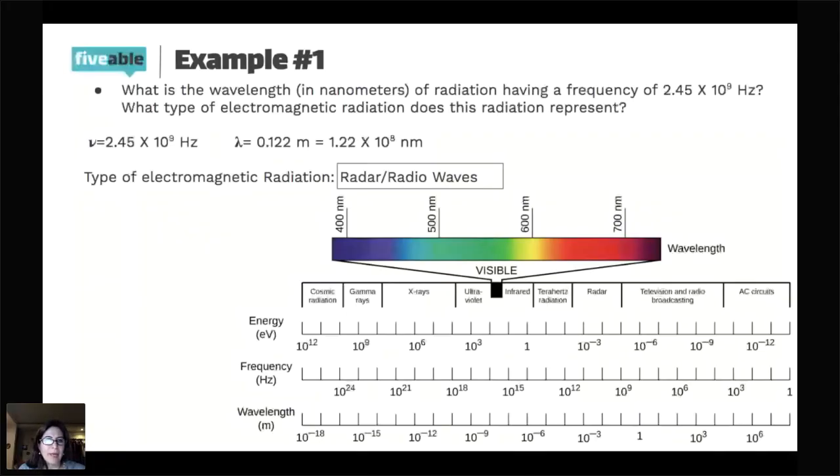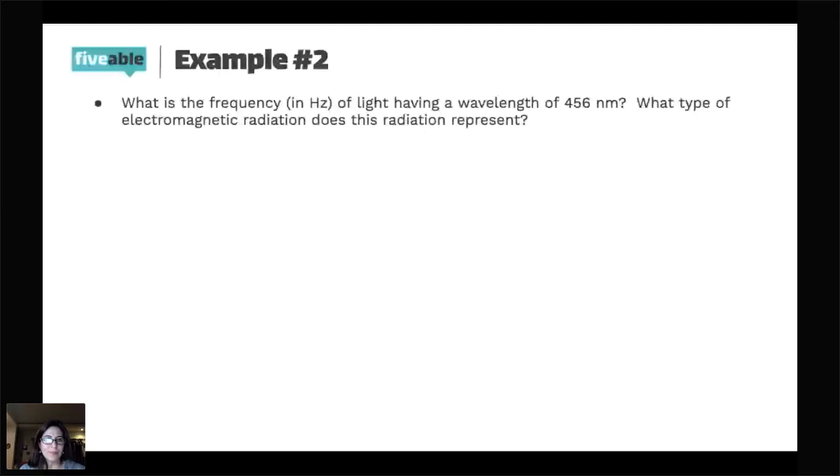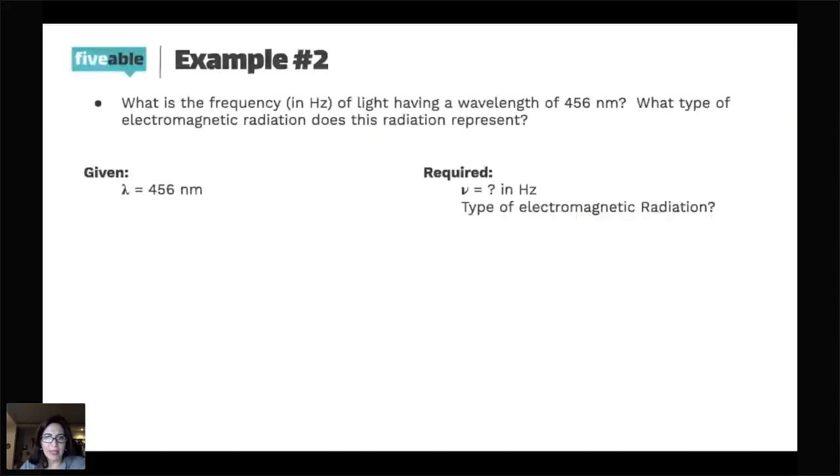In this problem now, they're asking us for frequency. The frequency in hertz of light having a wavelength of 456 nanometers. And again, they ask us to locate the electromagnetic radiation on the spectrum. So we organize our data with given and required. Now we're going to solve for frequency. So frequency equals the speed of light divided by wavelength.